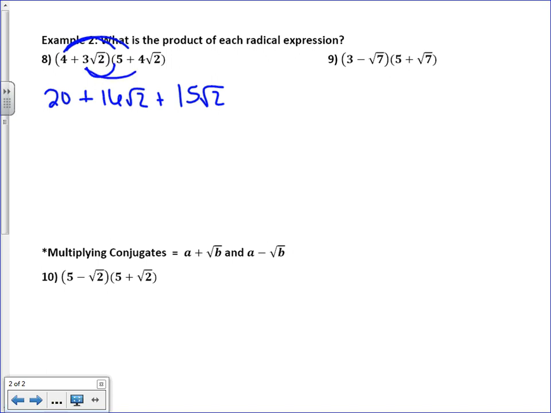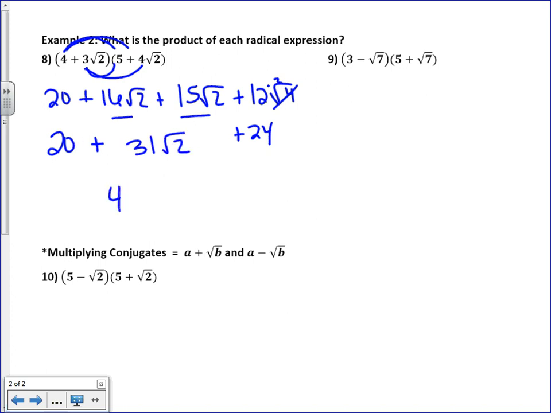And 3 square roots of 2 times 4 square roots of 2 would give you 3 times 4, 12 square root of 2 times square root of 2, square root of 4, which reduces. And the 12 times square root of 4 becomes 12 times 2, or 24. In the middle of our FOIL, we ended up with a couple of like terms. 16 square roots of 2 and 15 square roots of 2 makes 31 square roots of 2. And then last, the 20 and the 24 are like terms, so your final answer is 20 plus 24, so 44, plus 31 square roots of 2.